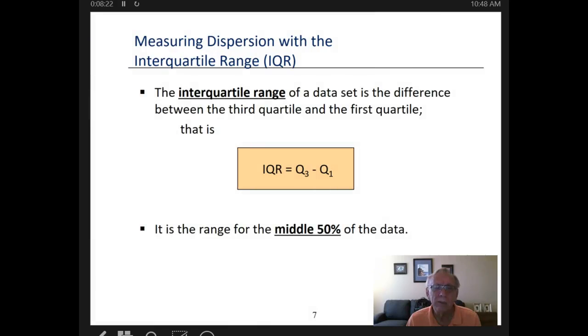Then we're going to use that data and determine our IQR, our interquartile range. This will be the middle 50% of the numbers in the data set. We take the 75th percentile, subtract from it the 25th percentile, and that will give us the middle 50% of the data.